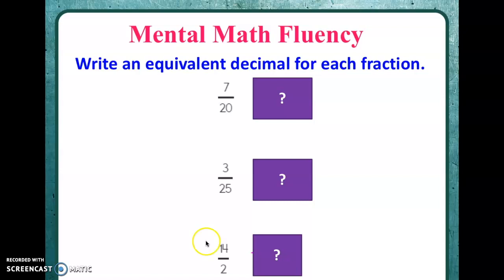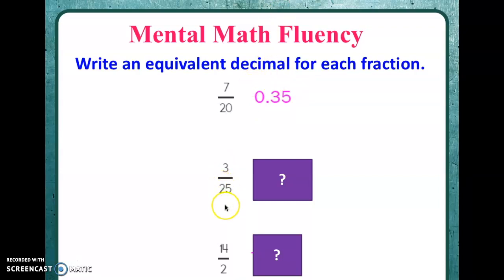Okay, now you're back. Hopefully you recognize that 20 was already above 10, so hopefully you got 20 to 100. And if you multiply 20 times 5, you'll get 100 as a denominator, which means we have to do the same to the top. 7 times 5 is 35. So 35/100 would be written like this.